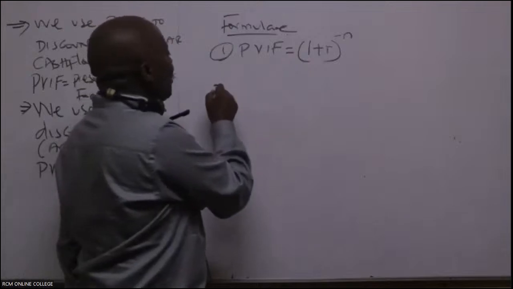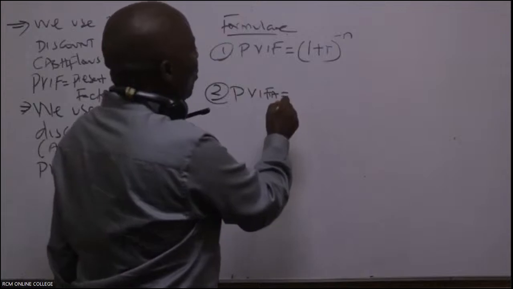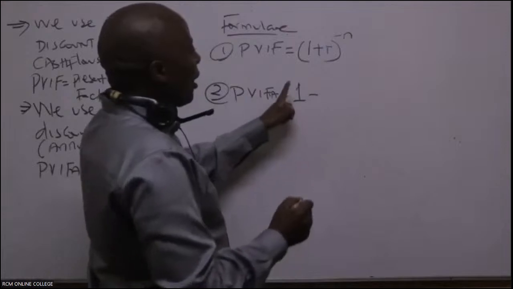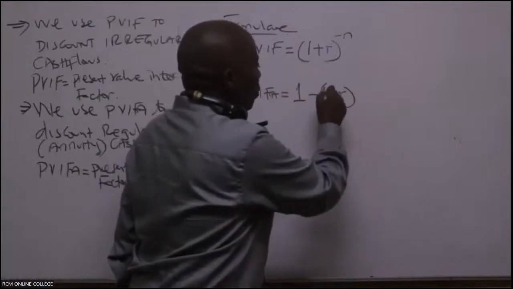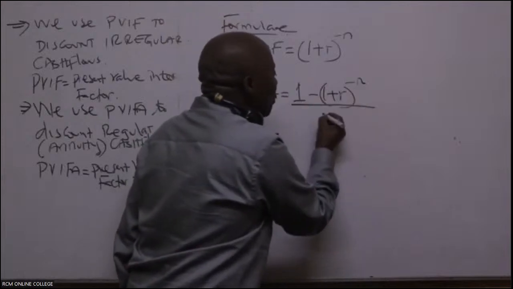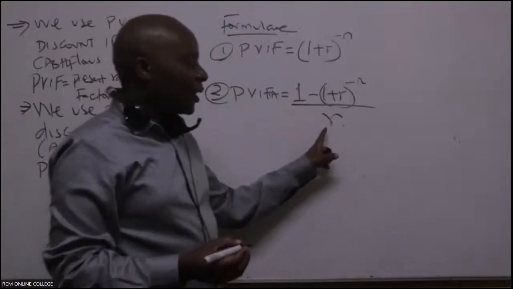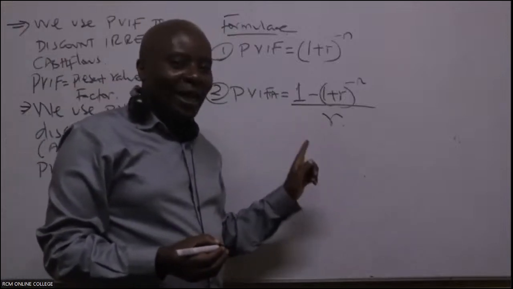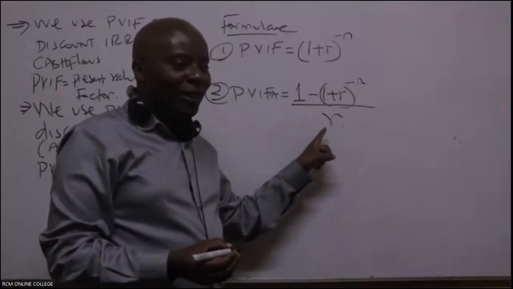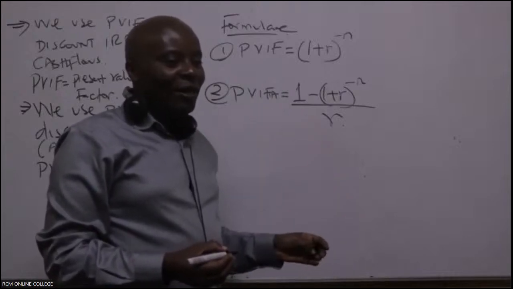And then anytime they want me to give them PVFA, how do I get PVFA? We will always take 1 minus this formula, which is (1 + r)^-n, and then everything to be divided by r. Please write your r nicely. Don't try to copy my r. This is as a result of poor handwriting. Your r should be a normal r.